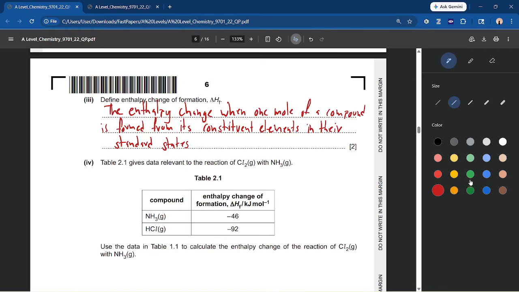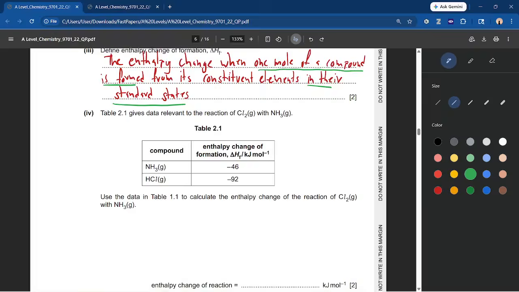I'm going to use a different color to highlight which one is 1 mark. This is going to be 1 mark: 1 mole of a compound is formed, and the other mark is for in their standard states. So as long as you're writing these two, you're going to get your 2 marks. You also have to mention the enthalpy change, obviously.